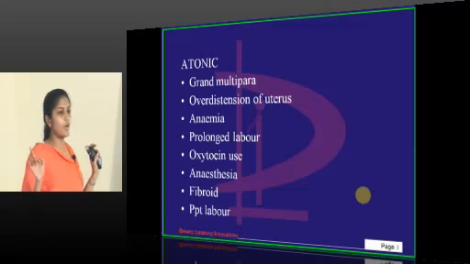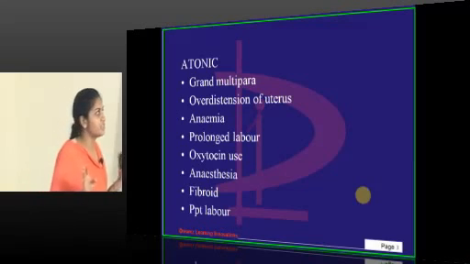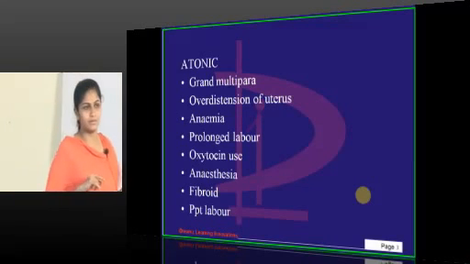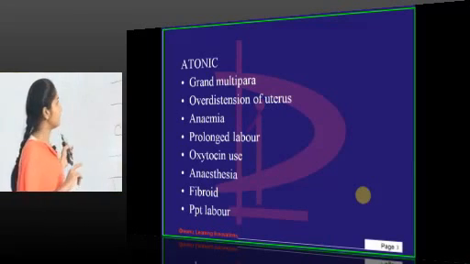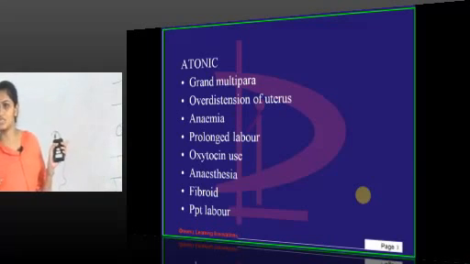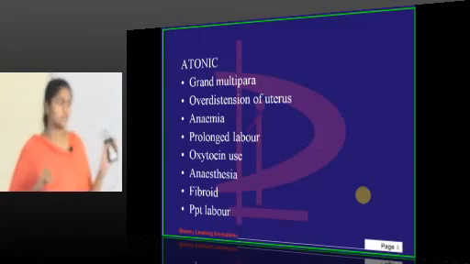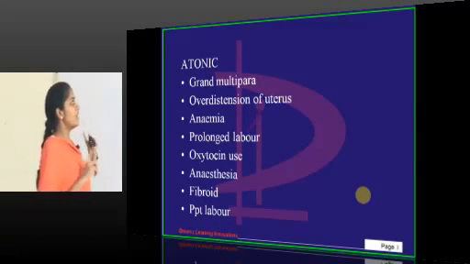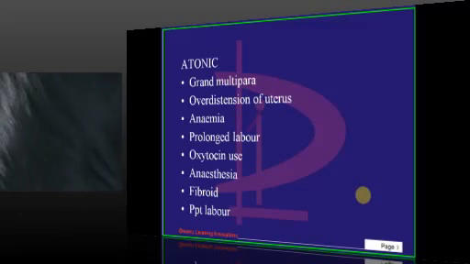We are discussing the topic of PPH. We finished pre-eclampsia management, treatment, drugs, antihypertensives. We have entered into PPH, postpartum hemorrhage. For those who came late, I am discussing the causes. Out of these, one cause is atonicity. One is grand multipara. Next is over distension of the uterus.